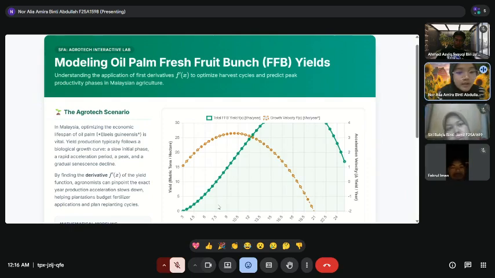Importance of studying this bioscience problem. Why is this important? Because running a plantation costs a lot of money. By using math to treat this biological growth, farm managers can know exactly when the trees will produce the most fruit. This helps them plan when to apply fertilizer to save cost, and when to cut down old trees to plant new ones without losing profit.